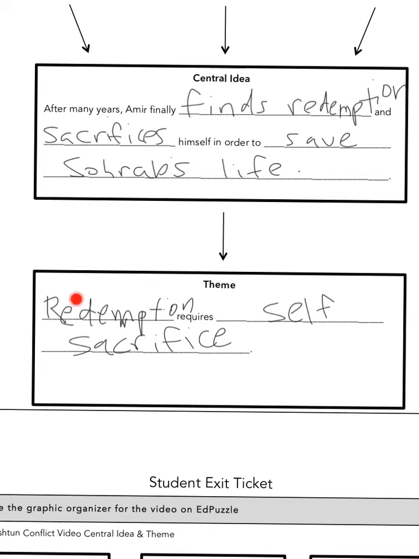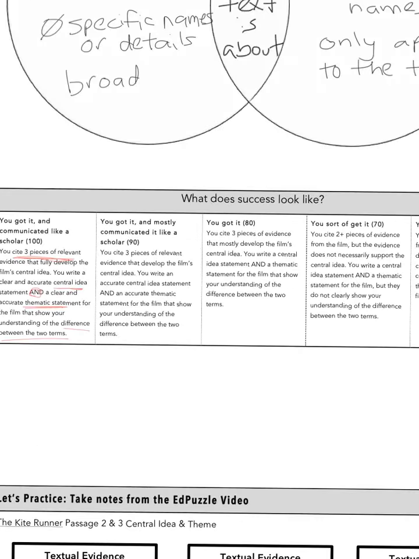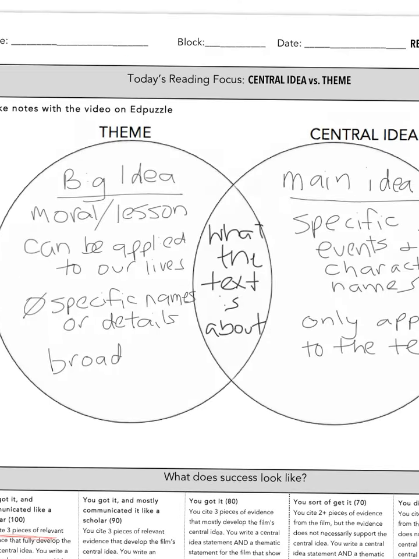This, as you can see, is a really broad statement that could apply to you or me and the story. It's the lesson that we learn. Whereas your central idea is going to have specific details from the text. They both, however, are about what the text is mostly about.